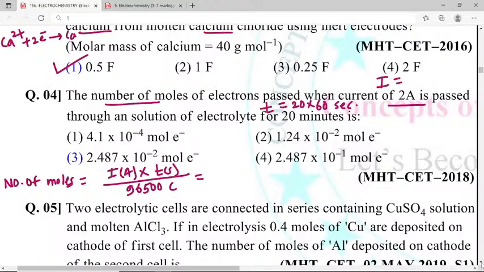Substitute the values. What is the current in ampere? 2, into time in seconds, 20 multiplied by 60, this whole divided by 96500 coulombs. We'll get the answer 2.487 into 10 to the power minus 2.